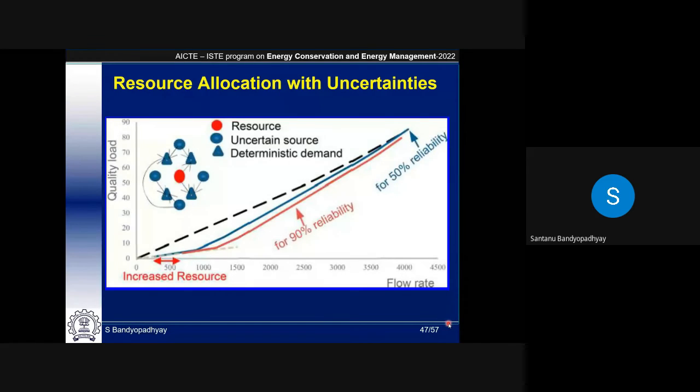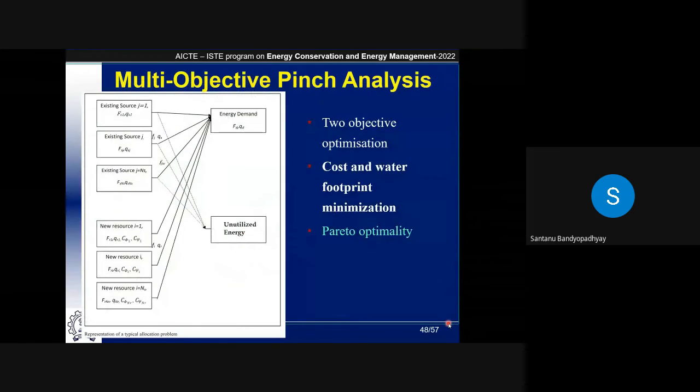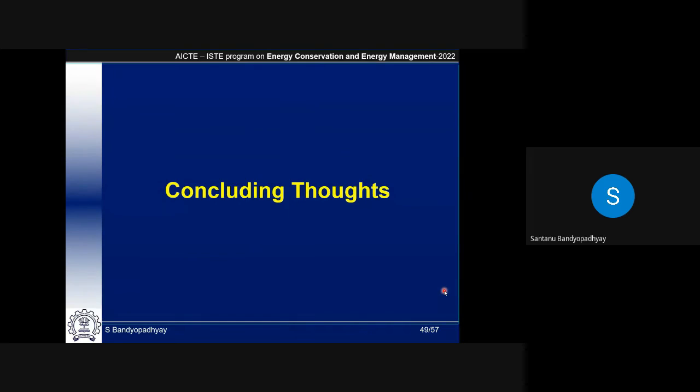It has been talked about how you can take care of uncertainties, because whenever you design a system, we know as engineers that it will not be final. There will be uncertainties, and we have to take care of safety margins. How do you take care of that? It has also been used for multi-objective pinch analysis, where you have multiple things like cost and water footprint when you are talking about power generation and things like that. How can you do that, a kind of optimization?